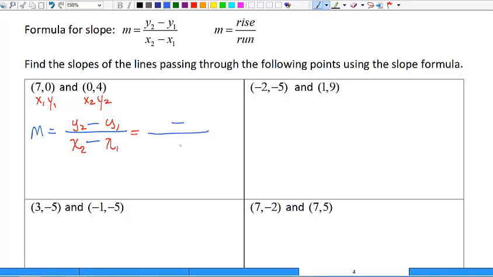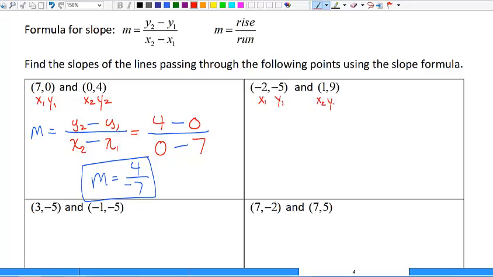So notice that there's minuses in the formula. Who's my y2? y2 is 4, minus, the blue minus there because there's a minus in the formula, y1, which is 0. Then I have x2, which is 0, minus, because there's a minus in the formula, x1, which is 7. When I simplify here, I'm getting a 4 minus 0, which is 4. 0 minus 7 is negative 7, so my slope is negative 4/7, which tells me already that it should be going downhill.